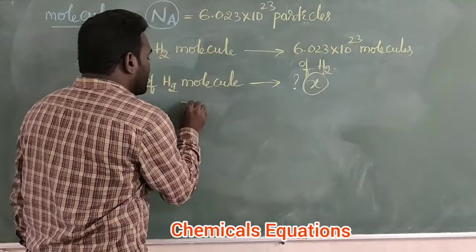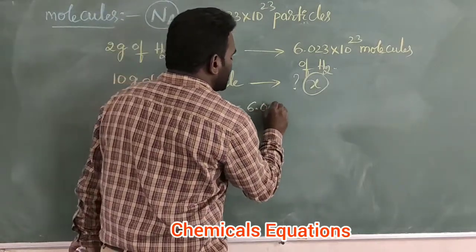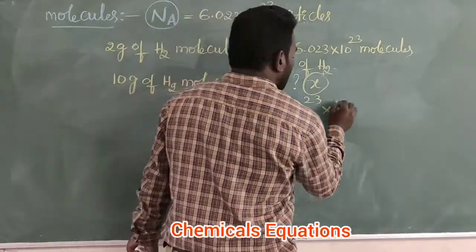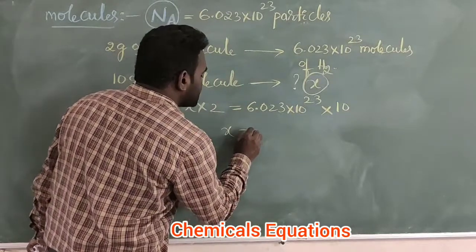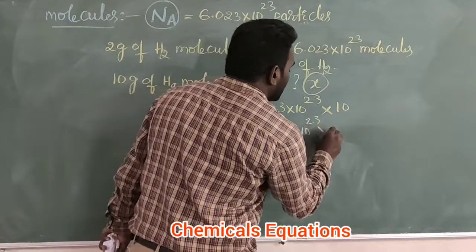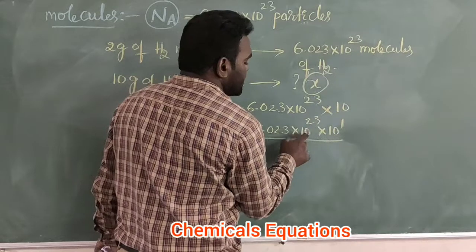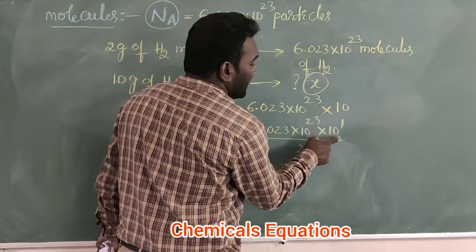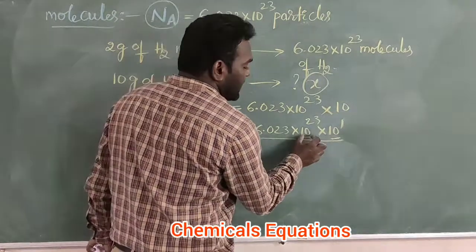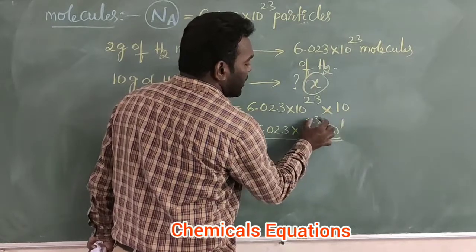Then X into 2 is equals to 6.023 into 10 to the power of 23 into 10. Therefore X is equals to 6.023 into 10 to the power of 23 into 10 to the power of 1 by 2. Here 10 to the power of 23 and 10 to the power of 1 have the same base, so just like in mathematics a power m into a power n gives a power m plus n.